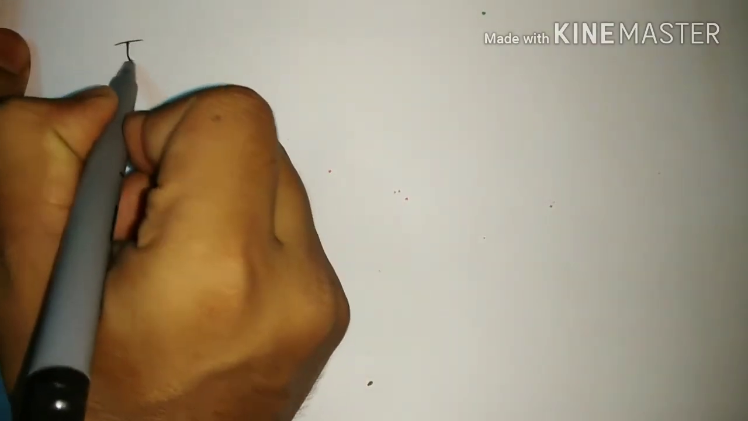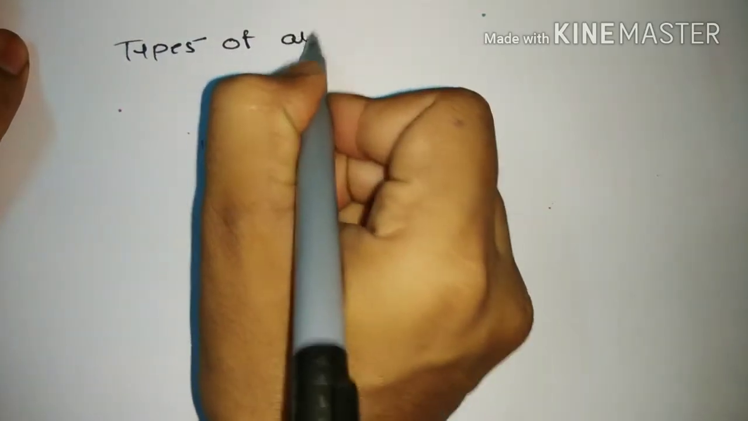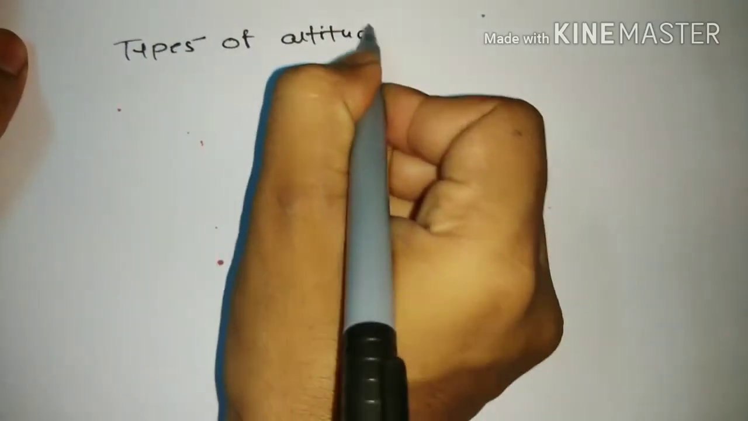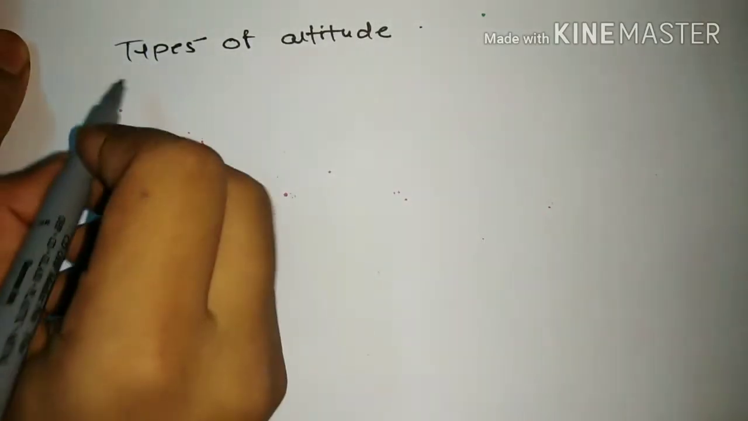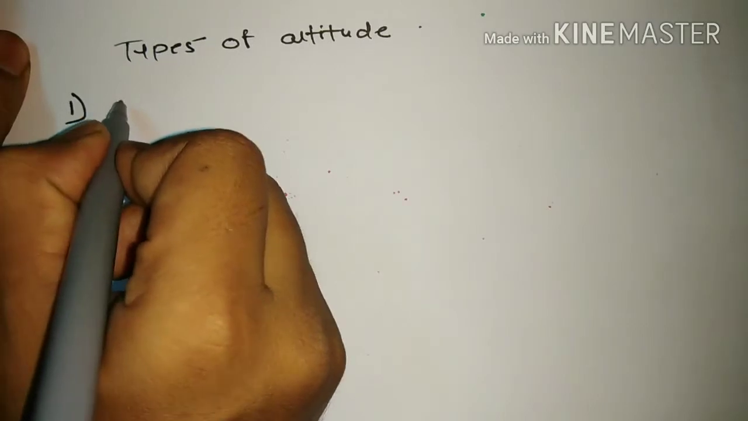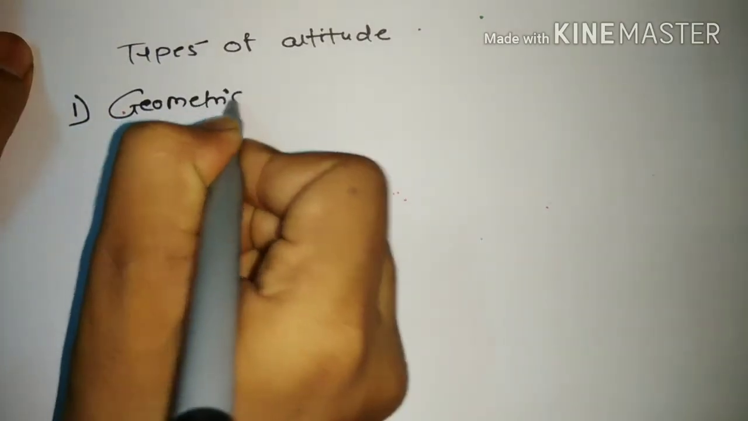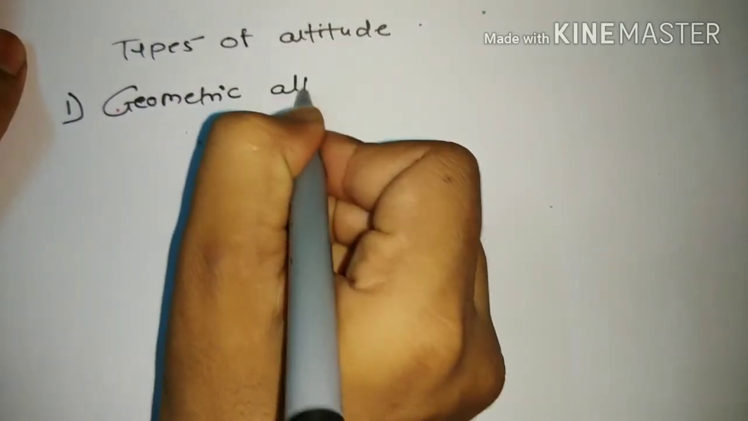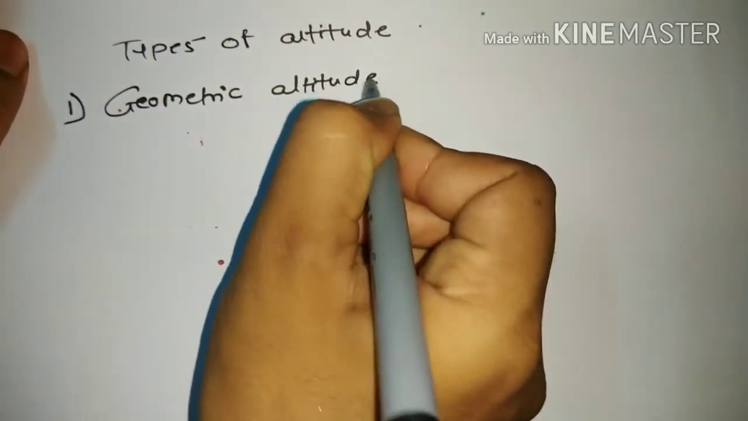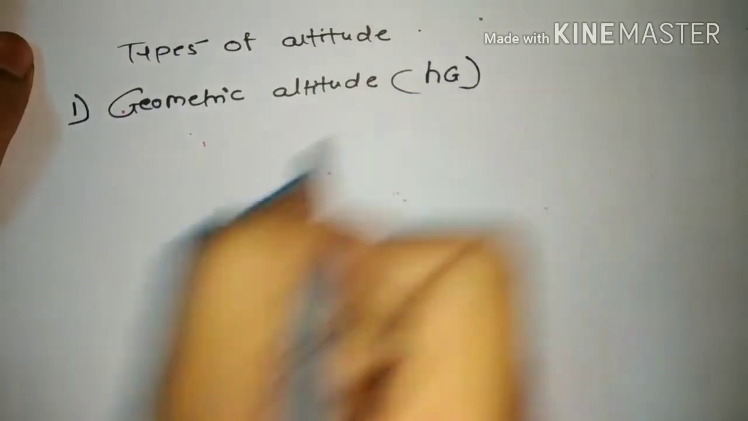Now we are going to discuss the types of altitude. The first type is geometric altitude, called Hg.